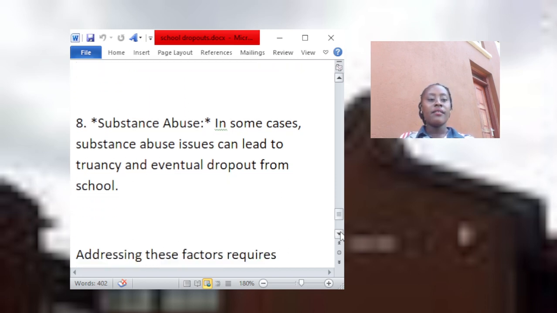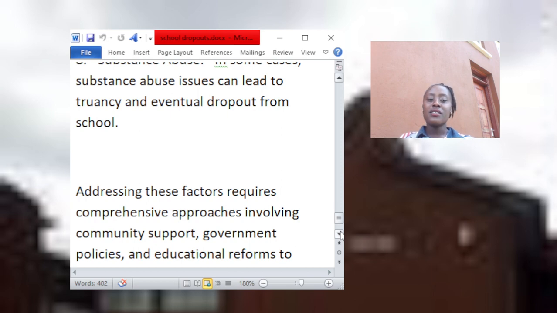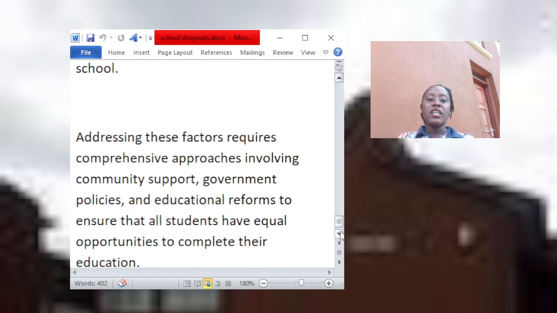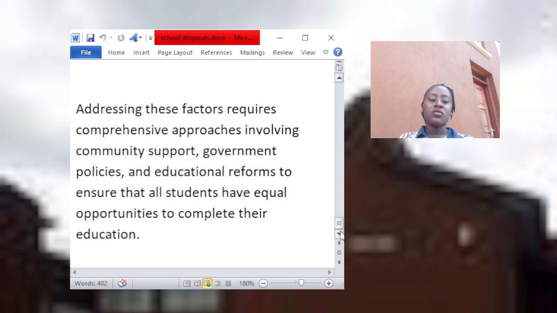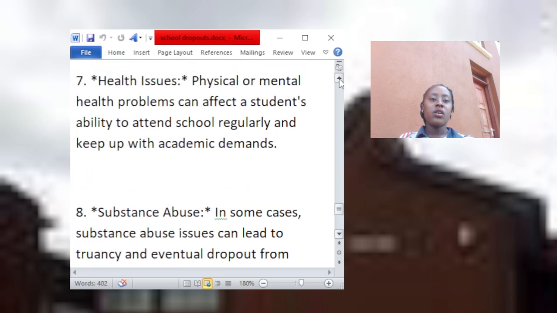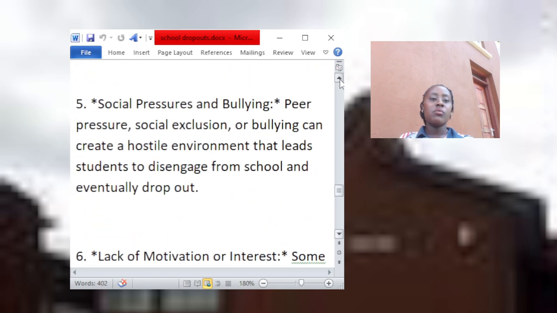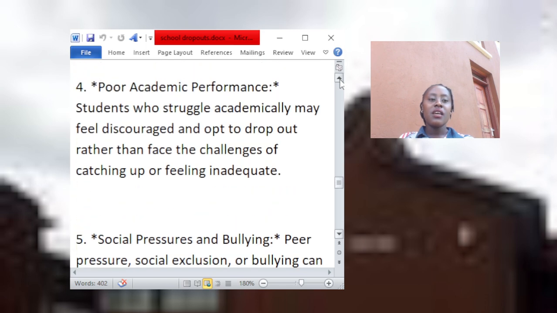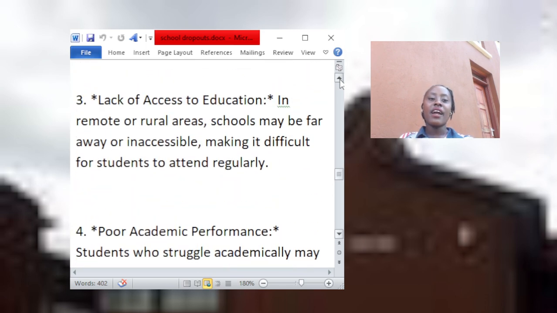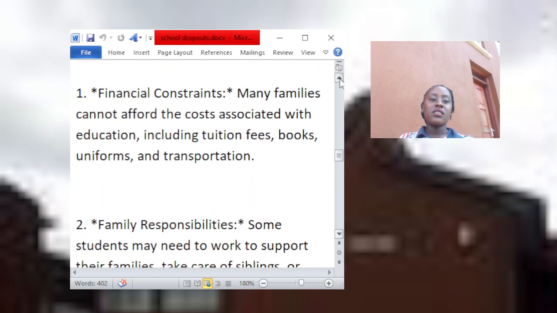Apart from that, we can also say addressing these factors requires comprehensive approaches involving community support, government policies, and education reforms to ensure that all students have equal opportunities to complete their education. This is a policy that everyone should embrace, so that we can take out this challenge of drug abuse, so that our students can concentrate in class, catch up with others and perform well, and eventually complete their careers and do well in their studies without struggles and all other things around them.